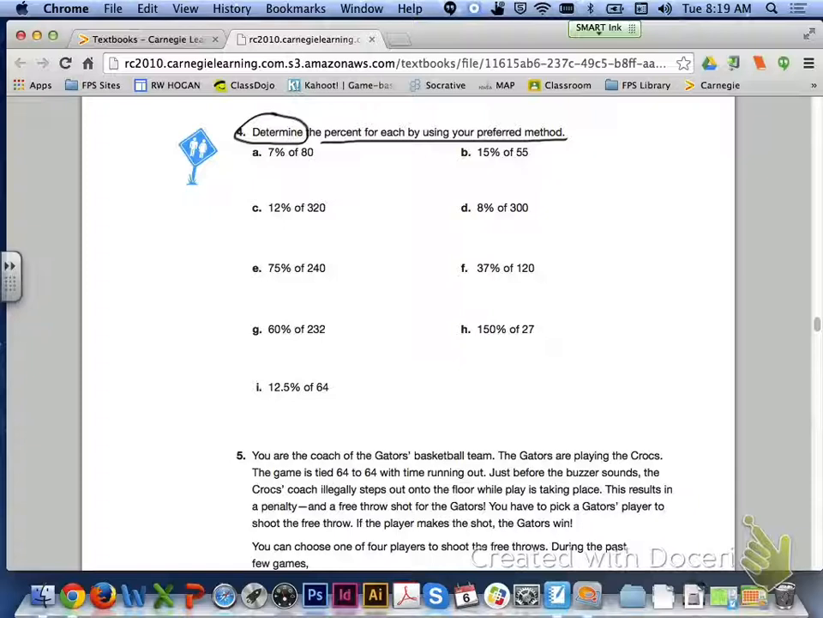Let's skip over to number 4 on page 421. It says determine the percent for each by using your preferred method. So thinking back to everything that we just talked about with those 5 students, go ahead and do letter A through I with your group members.